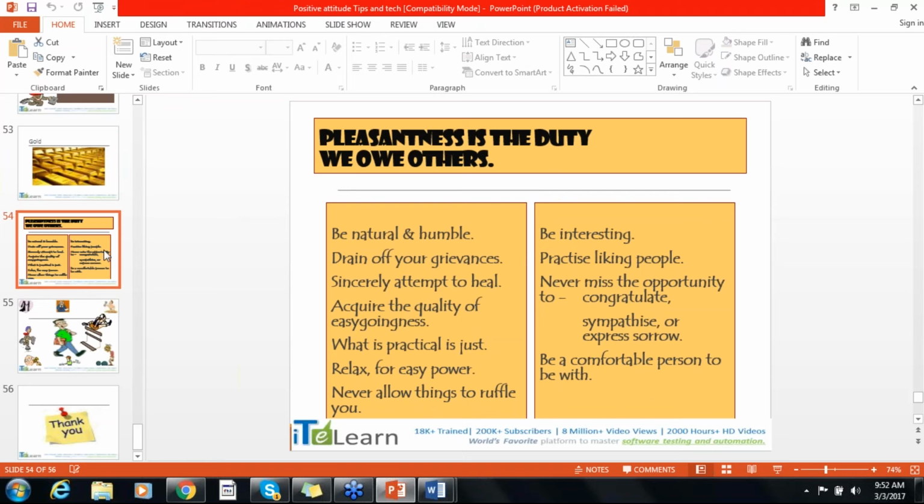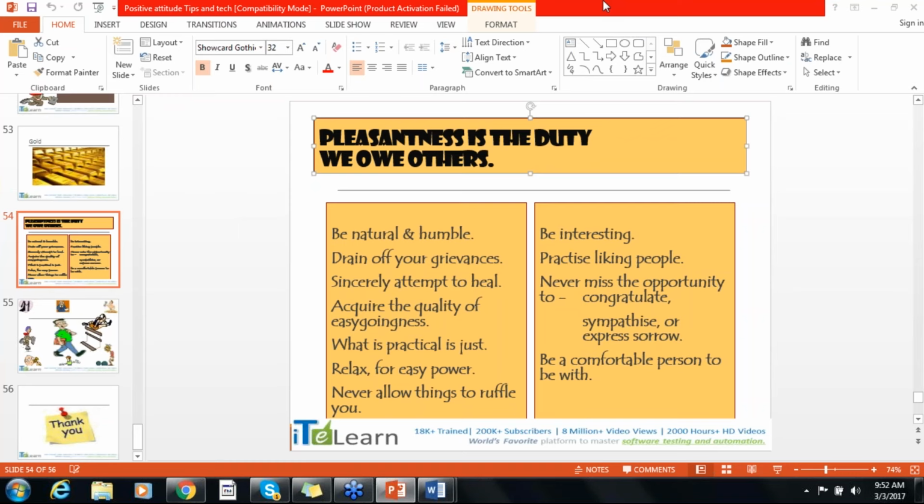Pleasantness is the duty we owe to others. Of course, we need to be pleasant. So how do we do that? By staying natural and humble, draining off your grievances, sincerely attempting to heal, and acquiring the quality of being easygoing. What is practical is just there. See, there are three or four things, either practically possible, or we are just thinking too much. So whatever is practical and doable, please attempt those and leave the rest, because they're actually not doable. Relax for easy power, and never allow things to ruffle you.